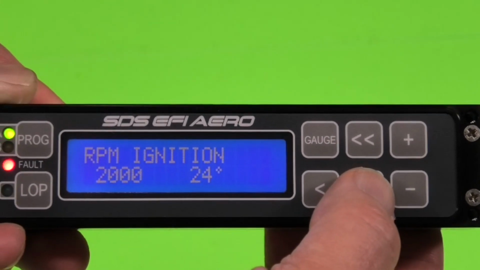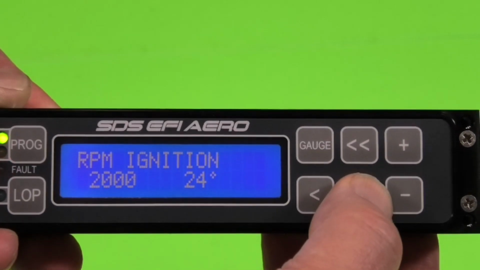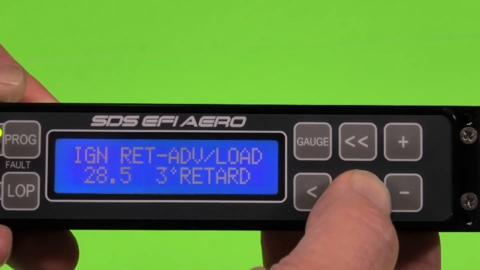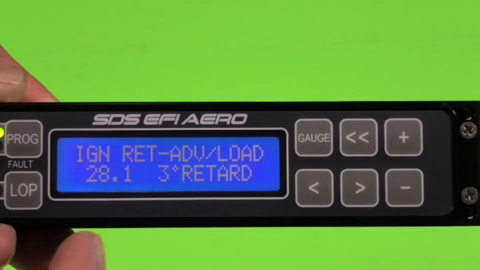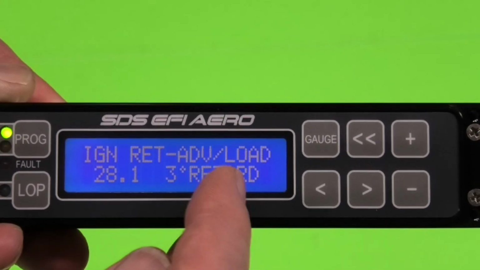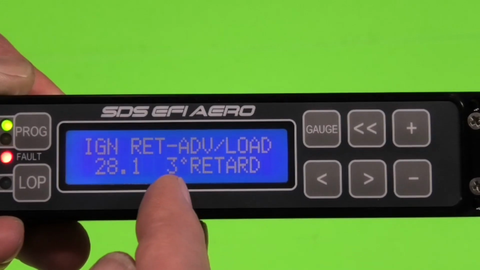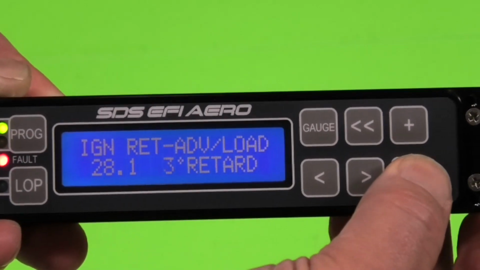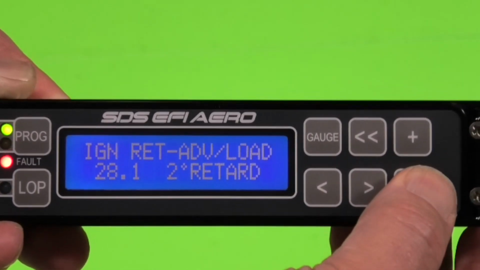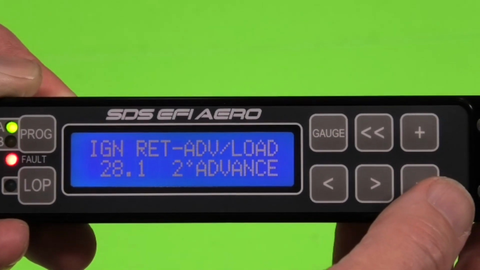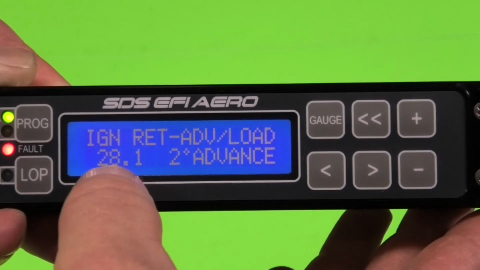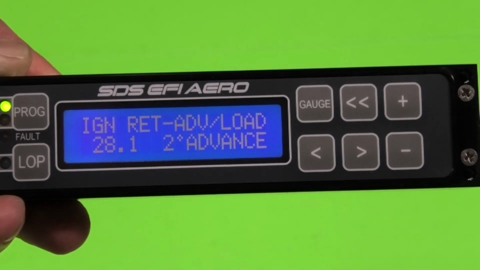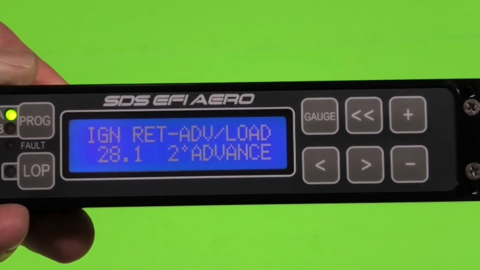And to get to the manifold pressure advance retard values, we can hold down the right arrow button. It'll fast scroll. Here we are here. Manifold pressure is lower left. Advance retard. Right now we've got 3 degrees of retard at 28.1 inches. And to change the amount of retard, we can decrement it with the minus button. And we can get advance if we keep going that way. 2 degrees advance at 28.1. So we can have any amount of advance or retard at any manifold pressure with any of the three SDS systems.